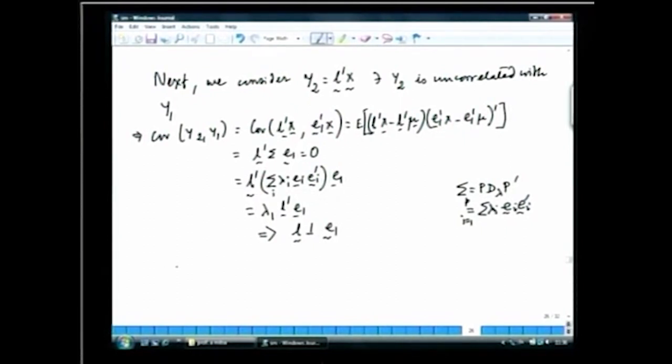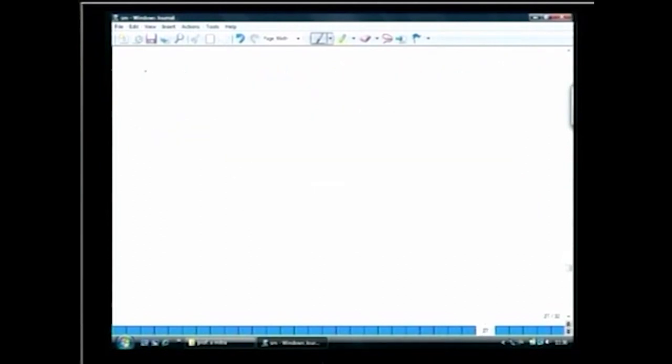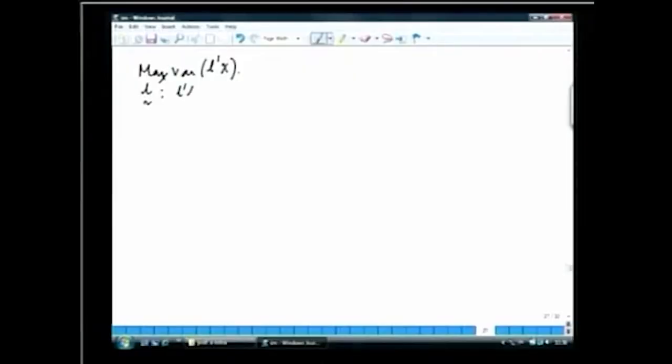Okay. And then we have to consider the maximum of variance of L prime x, maximum over L, such that now we have two properties of y2 to satisfy, so similarly we have two types of conditions on L. One is there already, which we know, that L transpose L has to be equal to 1, and the other one is something which we have seen just now, that L has to be orthogonal to E1. So, these two conditions have to be simultaneously satisfied, and then we have to get the maximum variance of L prime x. So, how is this done?